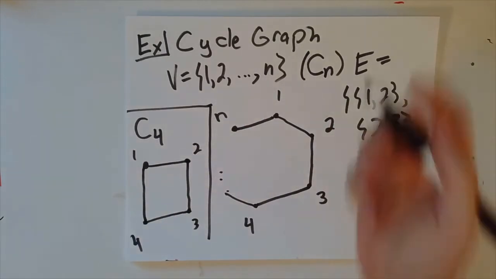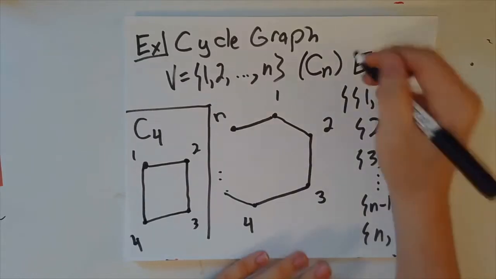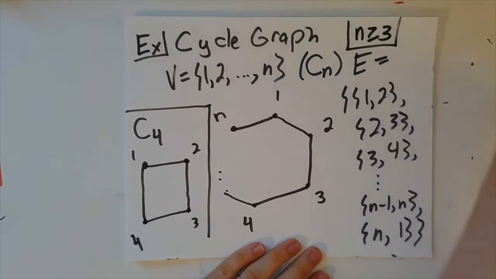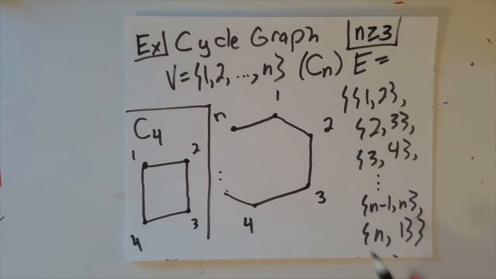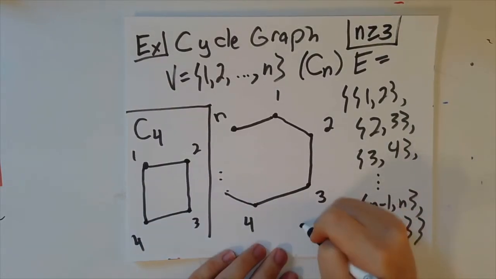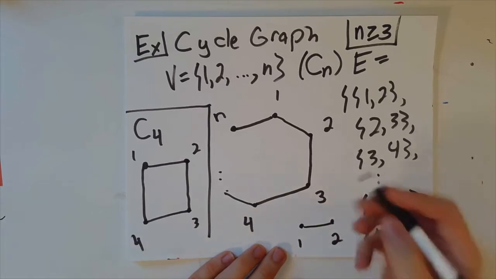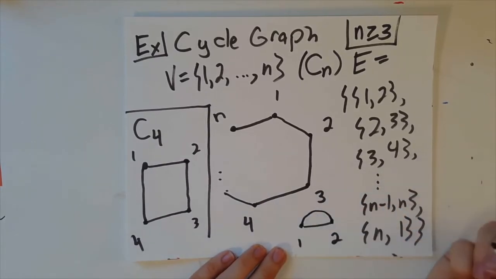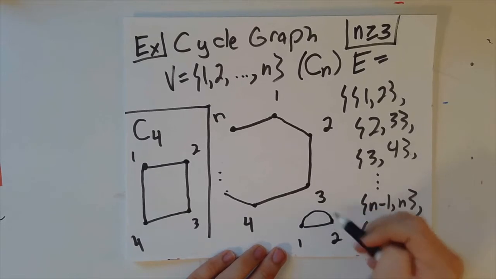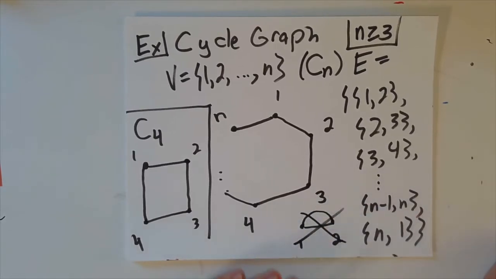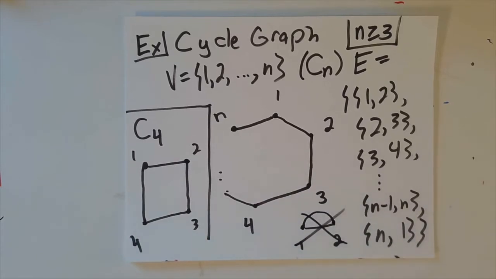I'll note here, in order for this to really work and make sense, I need n to be at least as big as 3. If you try to draw the cycle graph on 2 vertices, you don't really get a cycle. I try to connect 1 to 2, and then this last instruction would say connect 2 back to 1, except now I have 2 edges between the same pair of vertices, and at least in our default definition, we're not allowed to do that. So that is our cycle graph.